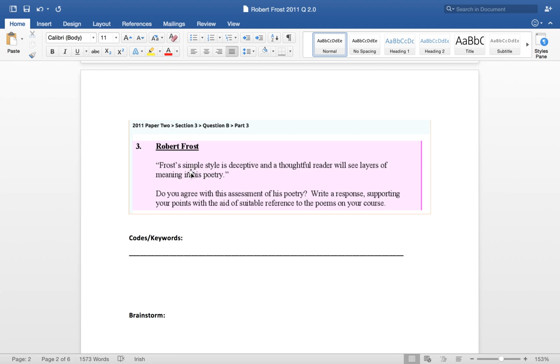Okay, so if we look at this, simple style deceptive. I would say simple style deceptive here is important, and also layers of meaning. Okay, and we have to say whether we agree or not. So my code words or keywords would be simple style deceptive and layers of meaning.